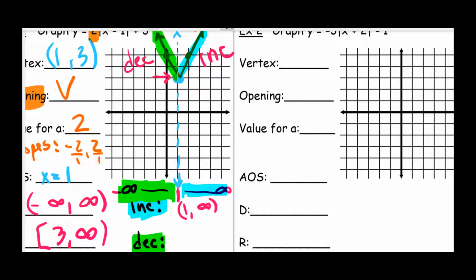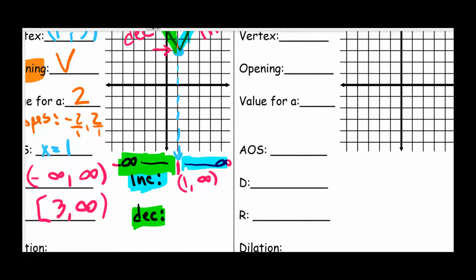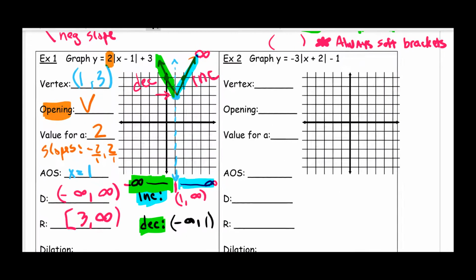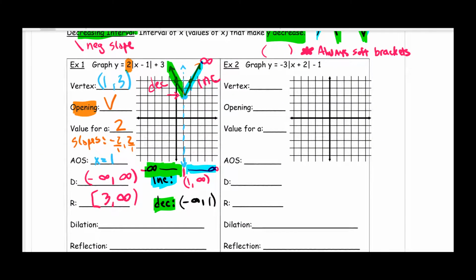So when I look at that, I would simply write negative infinity, because you're going from left to right, negative infinity to 1. And that would be the decreasing side. So those are a couple of things that we'll take a look at as we go throughout the course for lots of things. So positive and negative slope, that's how you want to think about that.